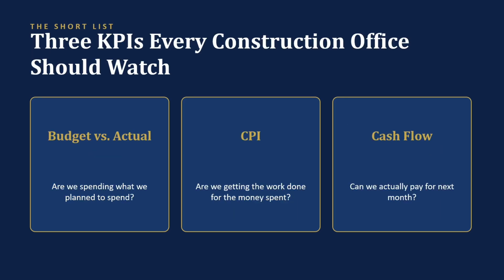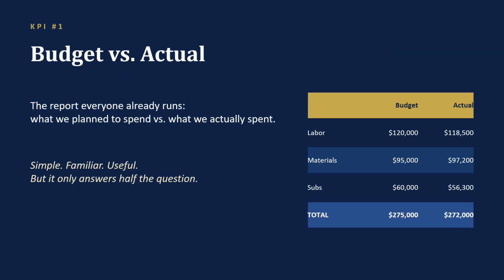There are dozens of financial KPIs out there, but for a construction office, 3 do most of the heavy lifting. Budget compared to actual. Are we spending what we planned to spend? The Cost Performance Index, or CPI, are we actually getting the work done for the money we've spent? And cash flow, can we pay for next month? Each one answers a different question, and as you'll see, you need all 3 because any one of them alone can fool you. Let's take them one at a time.